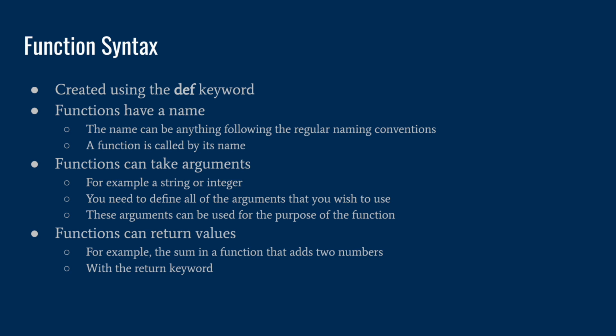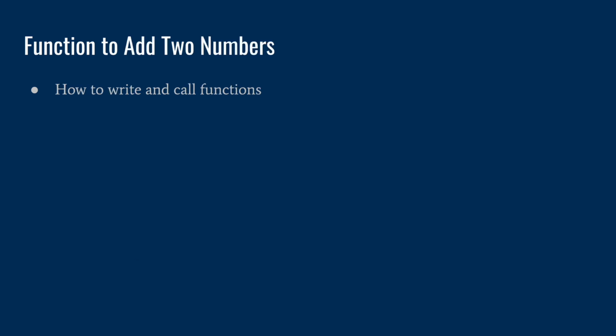Functions can also return values. For example, the sum in a function that adds two numbers could be returned so that the user can print it. And the values are returned using the return keyword. Now let's look at how to create a function to add two numbers, and we'll look in more detail about how to write and call functions.